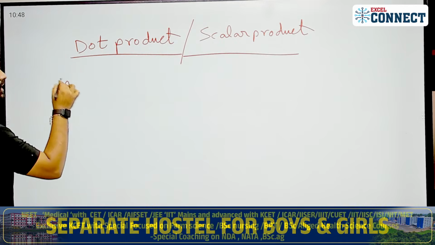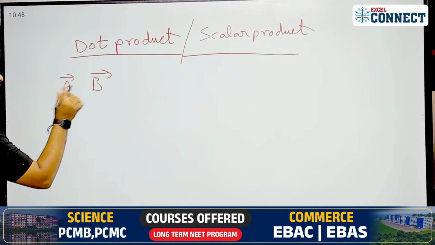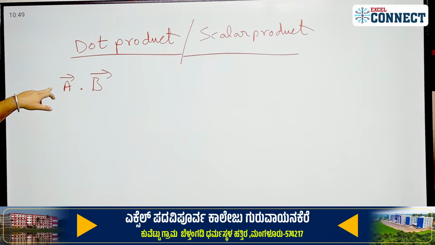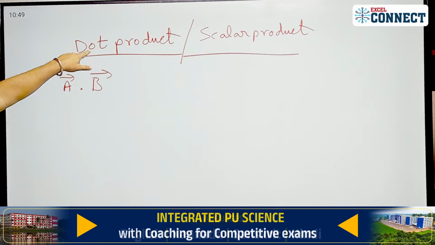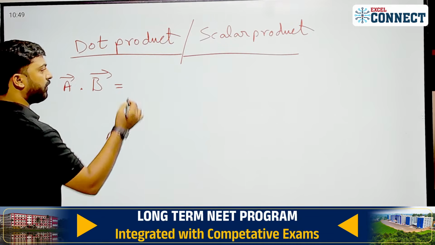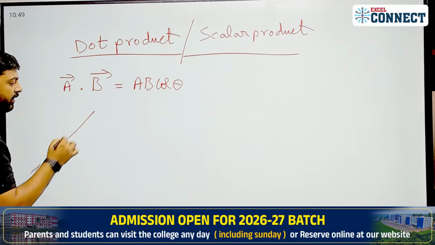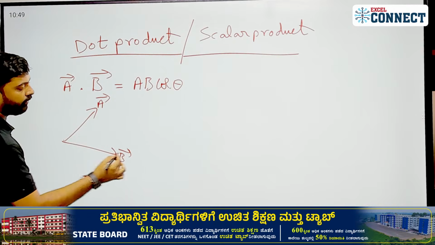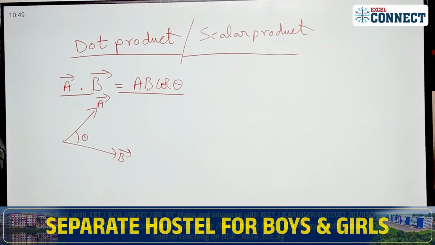If you have two vectors, A vector and B vector, how to represent the dot product? It is A dot B, okay. If you use dot here, it means the two vectors are getting multiplied by this method, dot product. So dot product can be found by one of the formulas, AB cos theta. And when can you use this formula? When you know the magnitude of two vectors and the angle between them, you can use this formula AB cos theta.